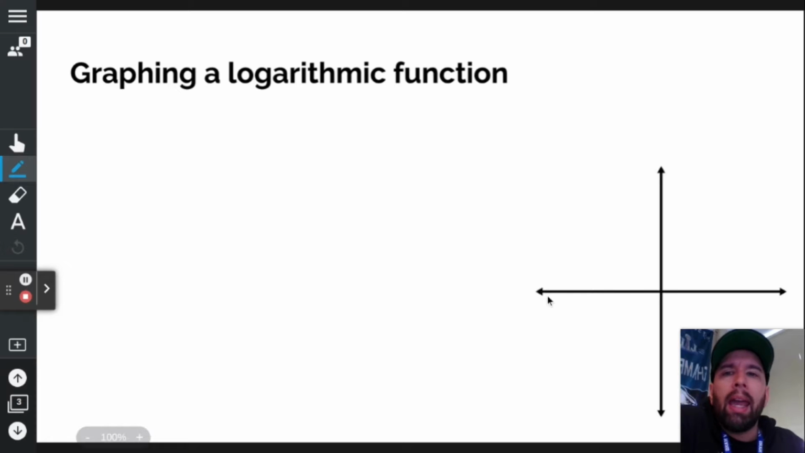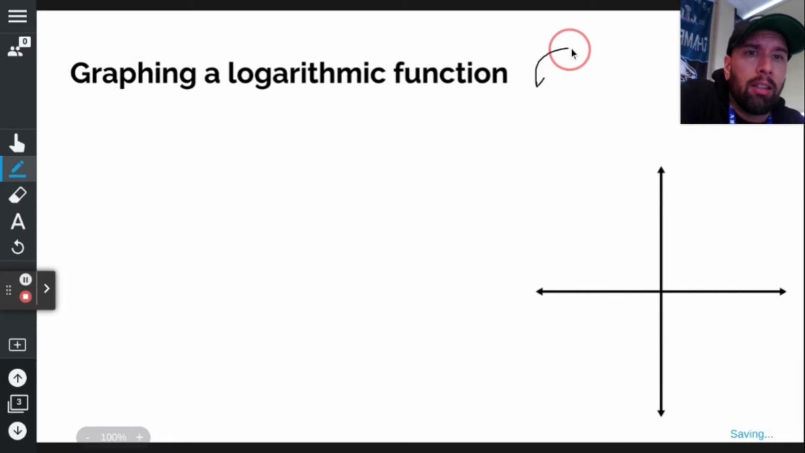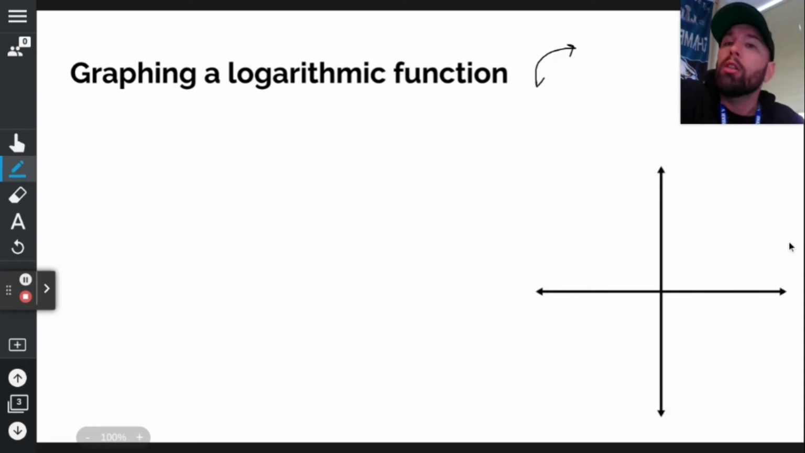Now, graphing a logarithmic function is weird. This is how I handle this. Logarithmic functions traditionally look like this. You start from down here, you end up here. Traditionally, logs can't have negative inputs. In fact, they definitely can't have negative inputs. There's no such thing.